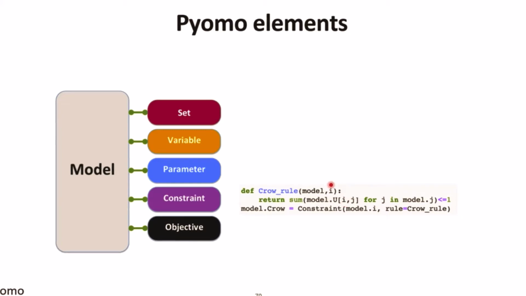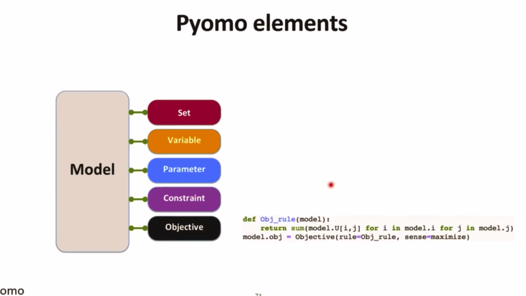And finally the objective function. The objective function has the same kind of role as the constraint, but in this case we want to optimize it in two senses. It can be minimized, or it can be maximized.